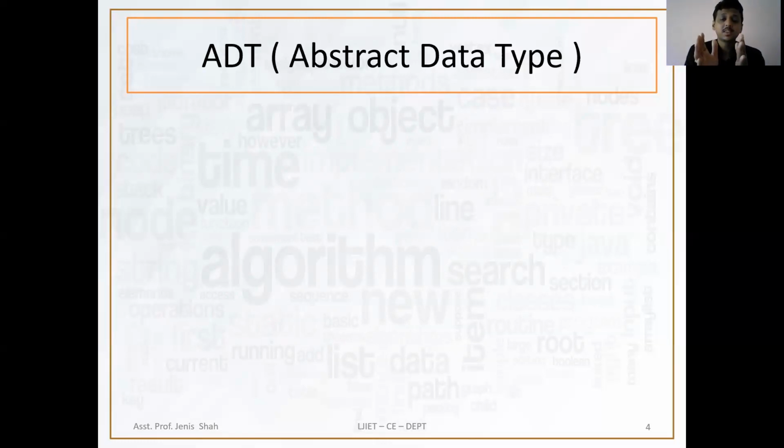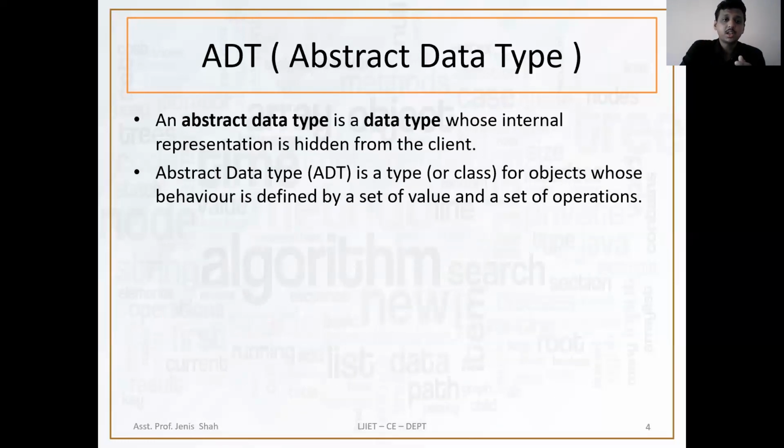So anything we can get from its name, or if we get a brief overview of a function, then it means it is abstract. You don't know anything about its implementation. How it will be done is not known, but what is going to be done is known. That thing is known as abstract. Moving forward, an abstract data type is a data type whose internal representation is hidden from the client.